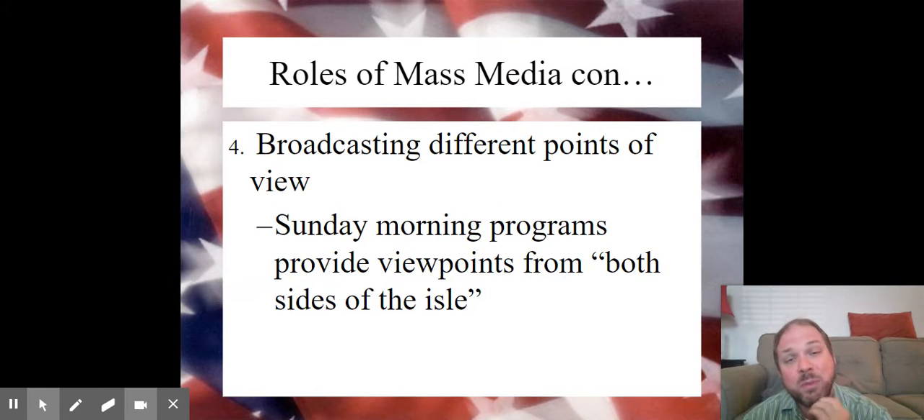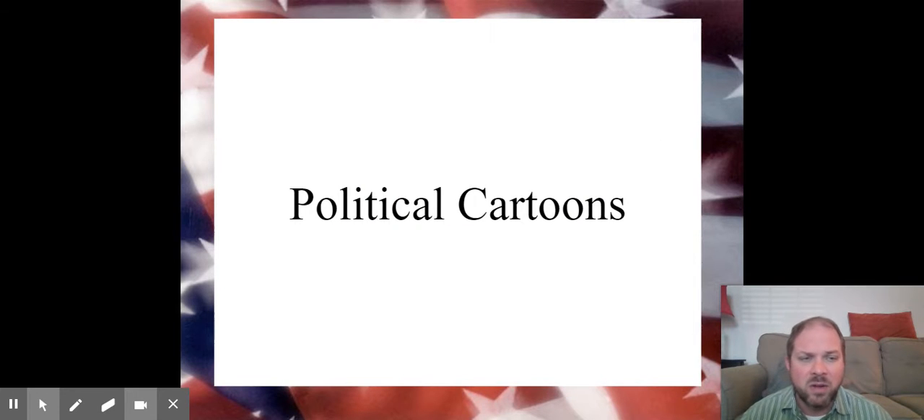They broadcast different points of view, like a Sunday morning program like Face the Nation or Inside Politics. They try to give viewpoints from both sides. I think presidential debates are a good example of broadcasting different points of view also. And the final thing I want to look at is going to be political cartoons.